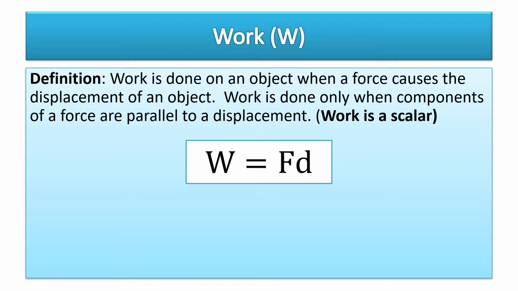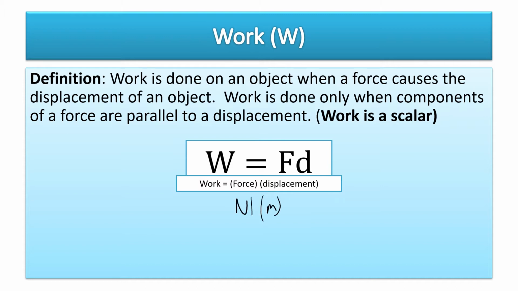So here's our equation. Work is equal to the force times the displacement. And what do you think the units of work should be? You might say a Newton times a meter, and that's fine. You won't get points off if you write Newton meter. All right, so I did 5 Newton meters of work.